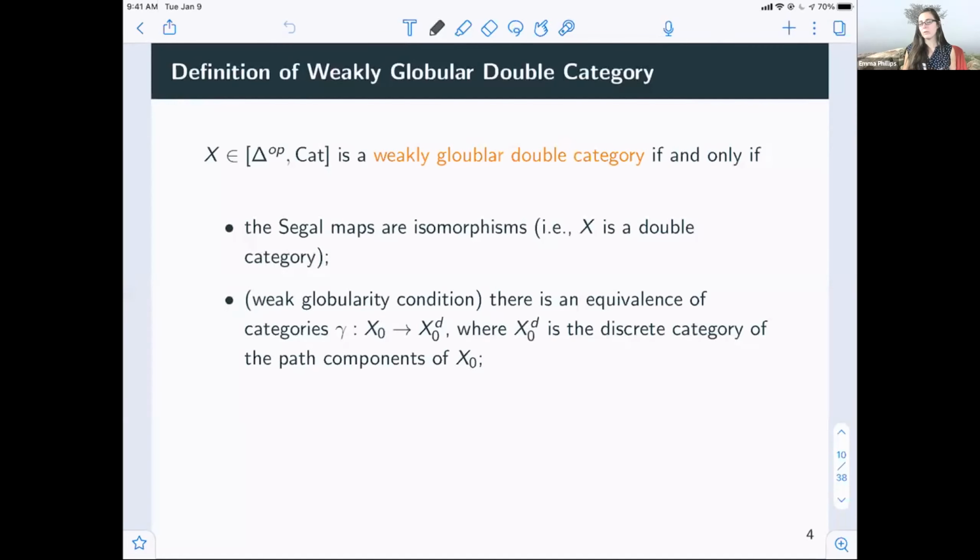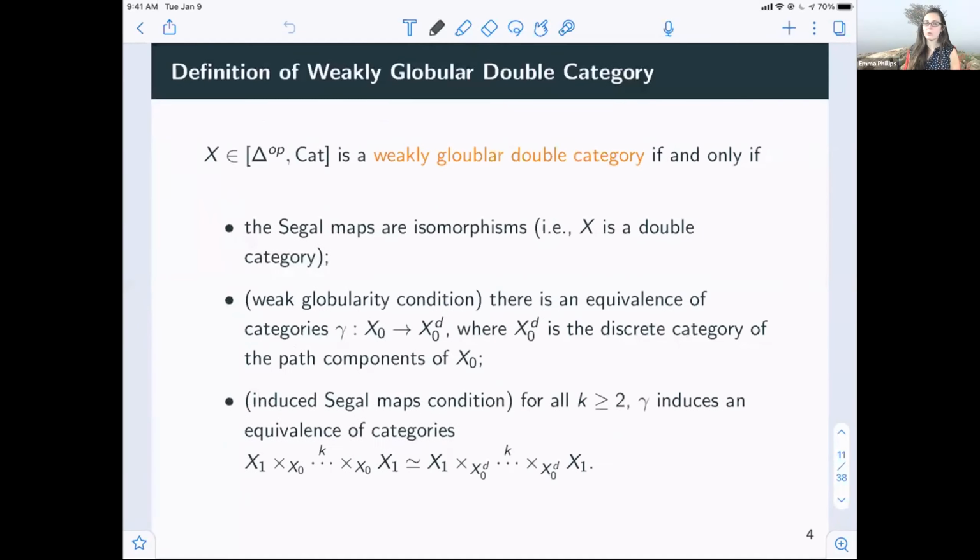And what this really means in terms of the double category is if you look at the category of objects and vertical morphisms, that's going to be a homotopically discrete groupoid. In other words, all the morphisms are isomorphisms, and there's at most one morphism between any pair of objects.